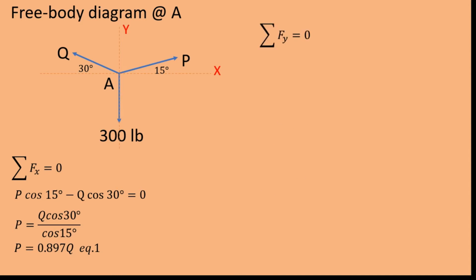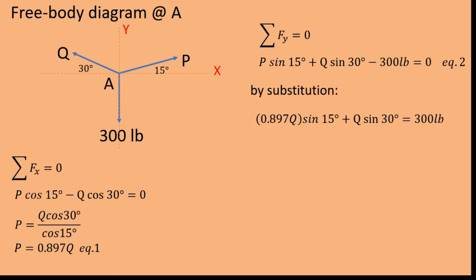Okay, for the summation of forces Y, that should also be 0. So P sine 15 degrees plus Q sine 30 degrees. Parehas silang positive since parehas silang upward. And then we have to subtract the 300 pound which is downward. That should be 0. Okay, so by substitution, 0.897 Q sine 15 degrees plus Q sine 30 degrees is equal to 300 pounds.